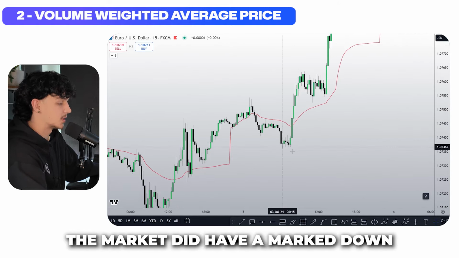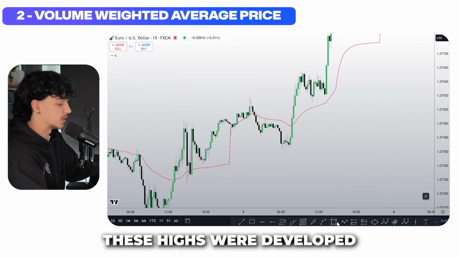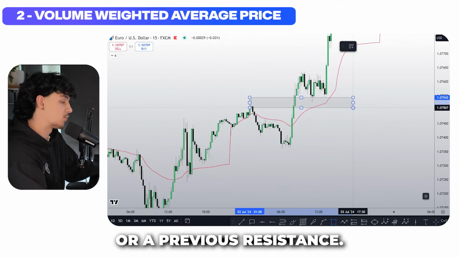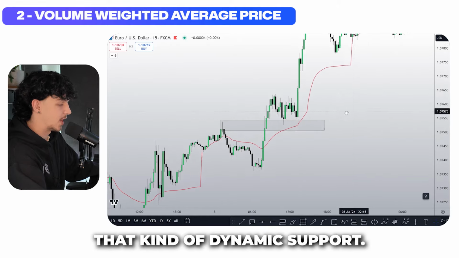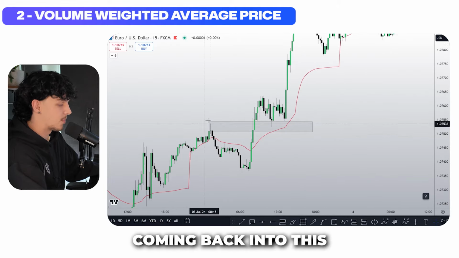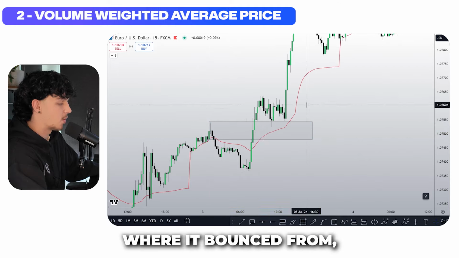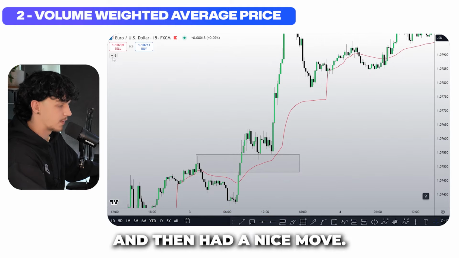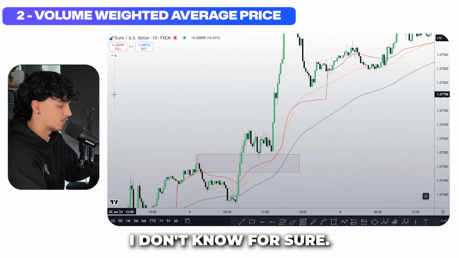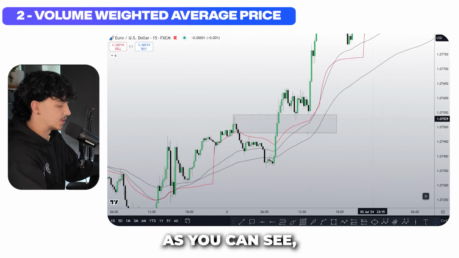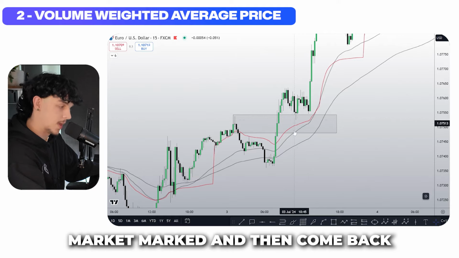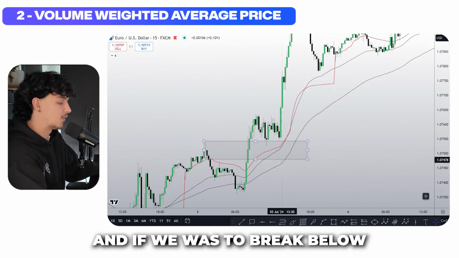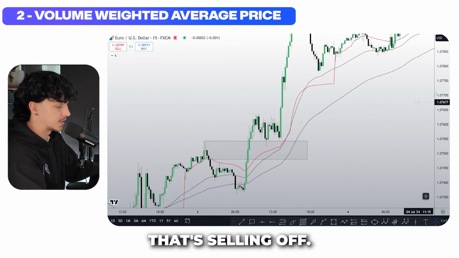The market did have a markdown below VWAP, and as you can see, these highs were developed to cause a break of a previous resistance, and then we have VWAP here giving us that kind of dynamic support, and then we have the market coming back into this previous pivot high where it bounced from and then had a nice move. If we're just going to add on our EMA, I don't know for sure. So if we just added on our EMAs, you can see the market did hold our 150 EMA, marked up, and then came back and tested that zone. And if we was to break below these levels, then we know that's selling off.